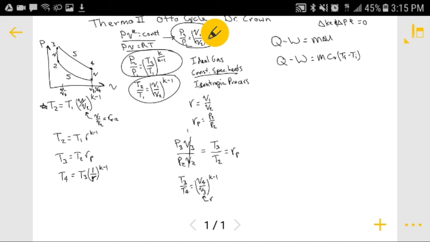For the first process, it's isentropic, so let's write down a little table of our processes. I've got 1 to 2. Let me just try and give myself a little more room.